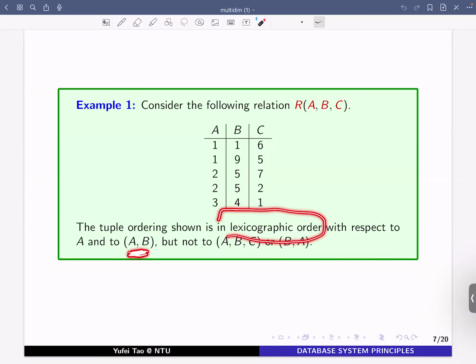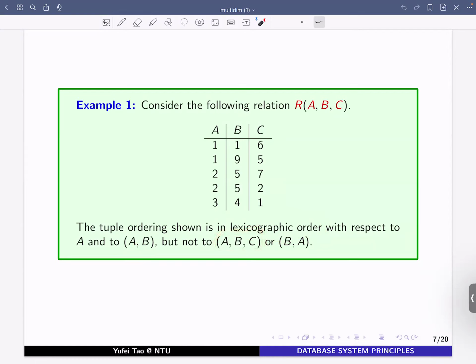Pay attention, this is a sequence here, not a set, all right? Because it names the first attribute that you need to use for the comparison. So there is an ordering here. However, these tuples are not sorted according to A, B, C.